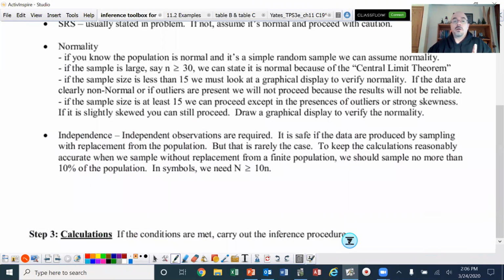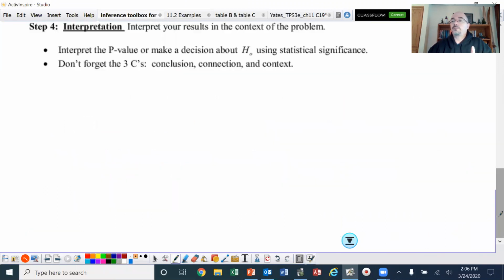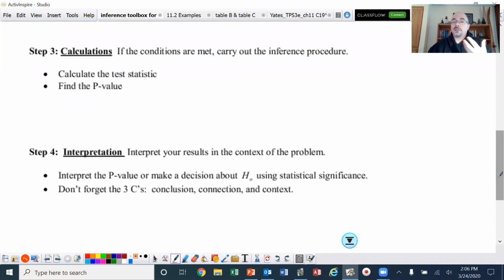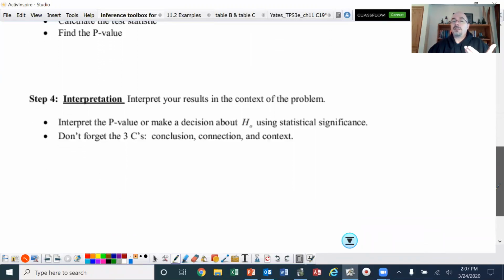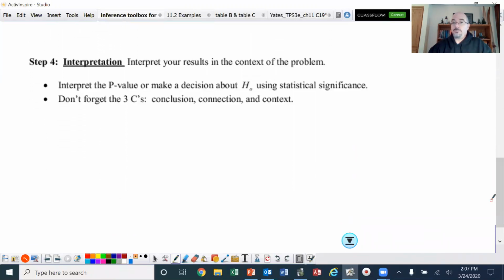Then we're going to do our calculations. That's going to be our T. We're going to find our p-value. And then based on our significance level, we're going to do our interpretation. Interpret results in context of the problem. Okay, remember the 3 C's: conclusion, connection, context. All right, so let's move on and look at some more examples.